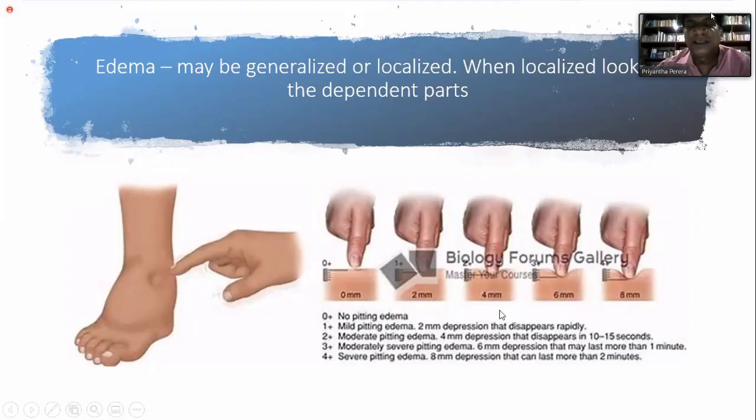So depending on the depth of the pit, right, and the time it takes to become normal, you can grade it, but that is not very important to remember, just for completeness. If you want, you can remember it, right? That is called pitting edema. It's an important physical sign, indicating liver pathology or heart pathology or renal pathology, right?